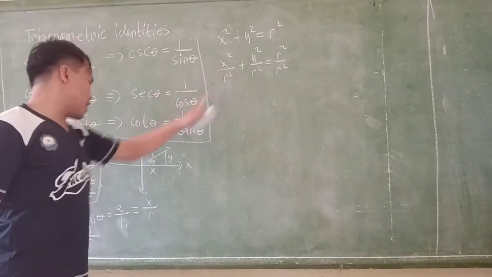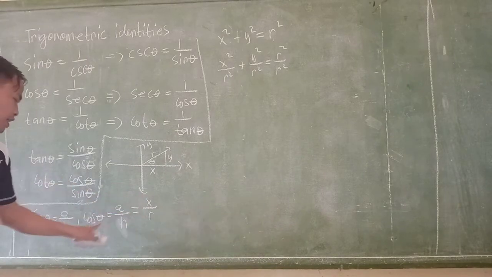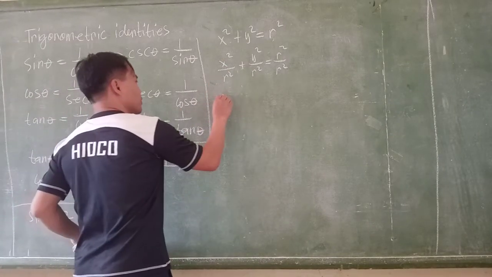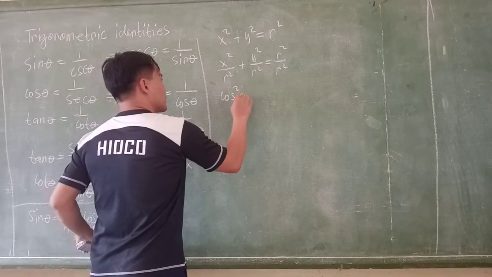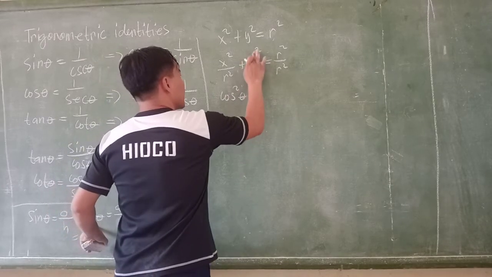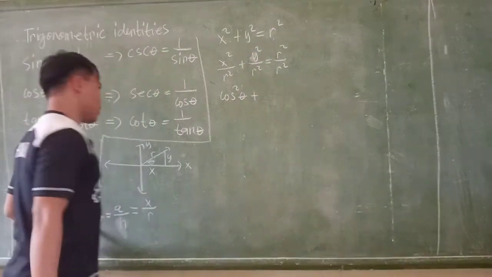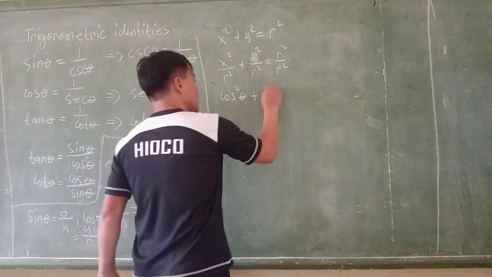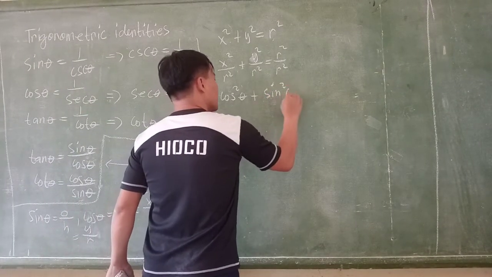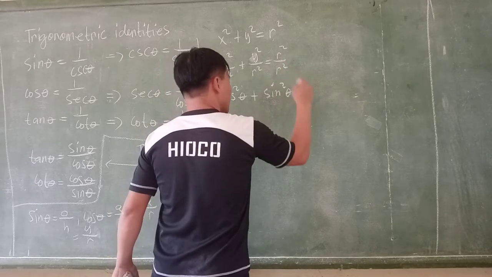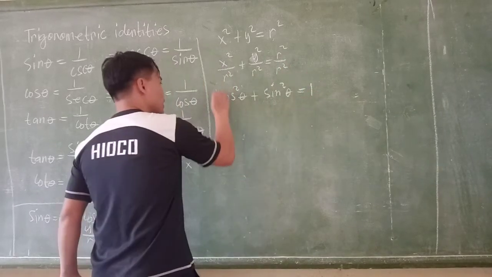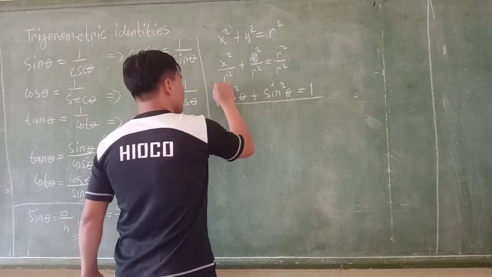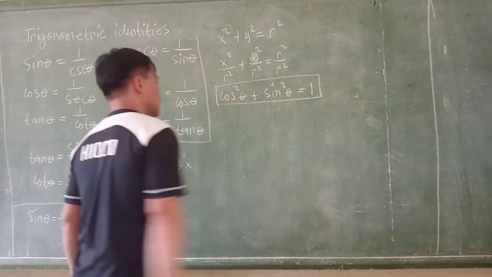Remember, x over r is cos theta, squared, so we have cos squared theta. Plus y over r is sin theta, squared, so we have sin squared theta is equal to r squared over r squared, which is 1. This one is our first Pythagorean identity.